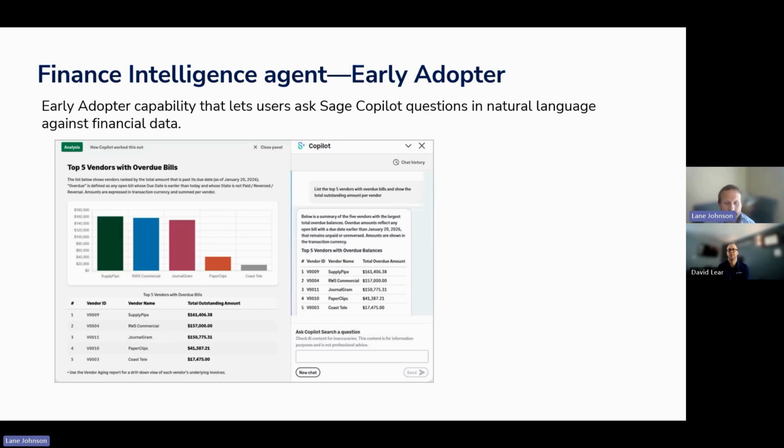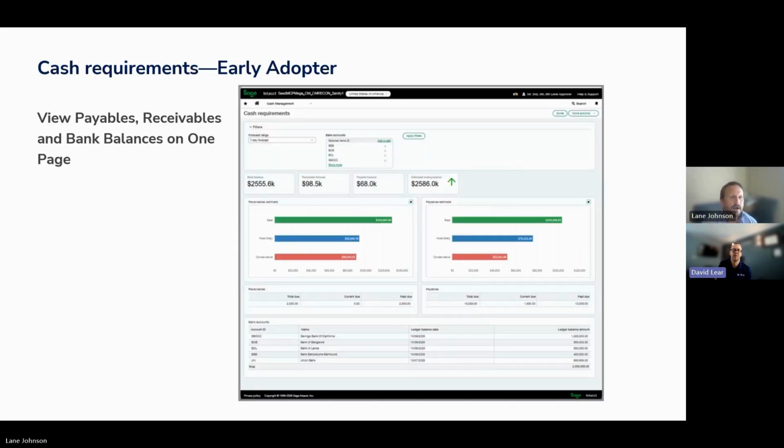It came up with, in this case, the top five vendors with overdue bills, right? Because we want to make sure that we're confident in the answers that the AI is giving us. I'll just say, yeah, maybe add to that, Lane.